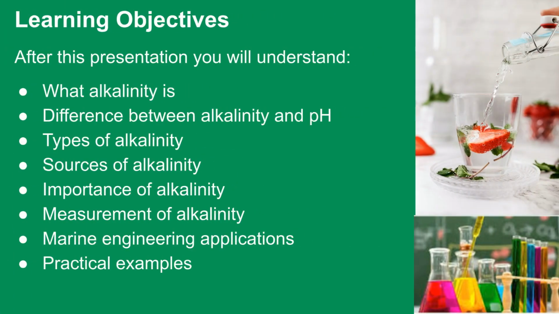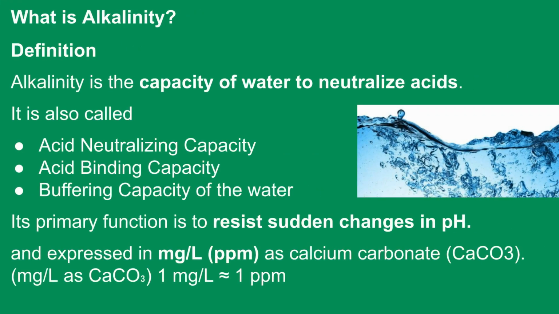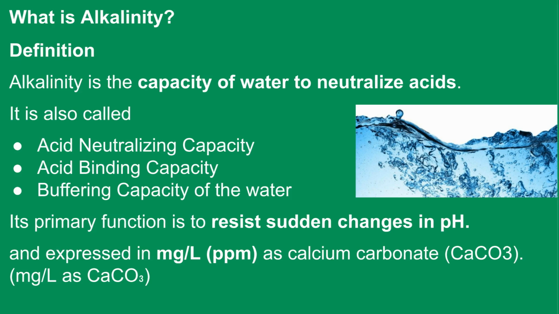This video will cover the definition of alkalinity, the difference between alkalinity and pH, its types, sources, importance, and practical measurement techniques in marine systems. Alkalinity is defined as the capacity of water to neutralize acids. It is often called acid neutralizing or binding capacity and acts as a buffer to resist sudden changes in pH. It is typically expressed in milligrams per liter or parts per million in terms of calcium carbonate equivalent.